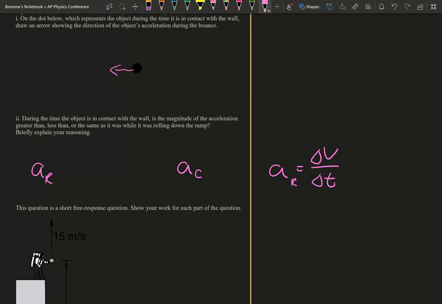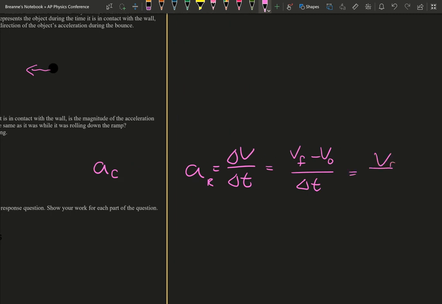For our ramp, our change in velocity is basically just our final velocity, because our initial velocity would just be 0, right? So it would look kind of like that. But for the collision, we have a physical change in velocity. Our final velocity is the negative version of our initial velocity, and so we end up getting a negative 2v.